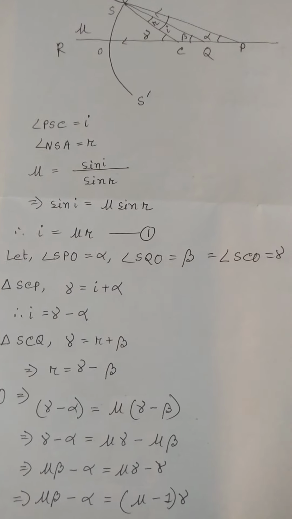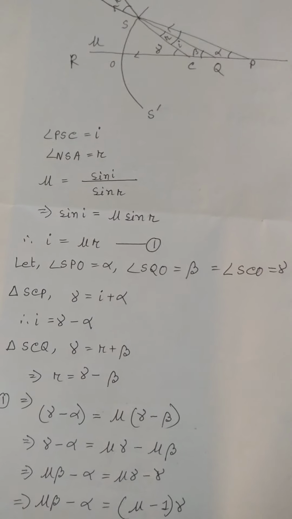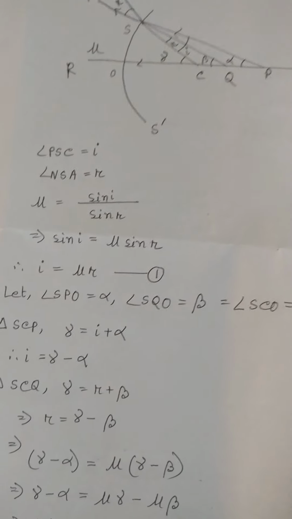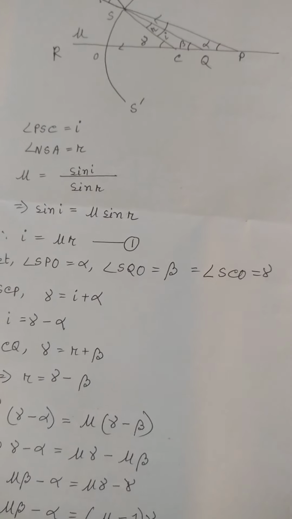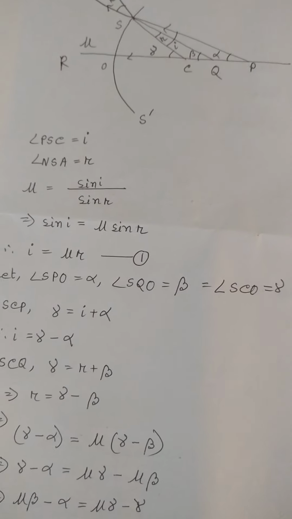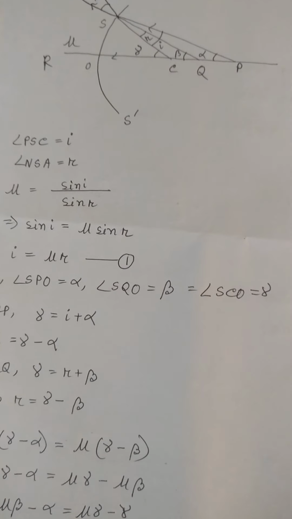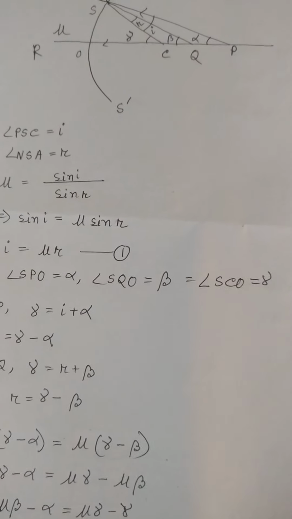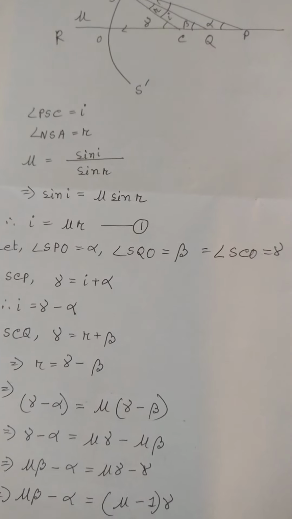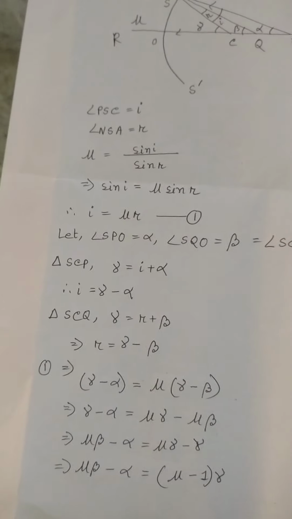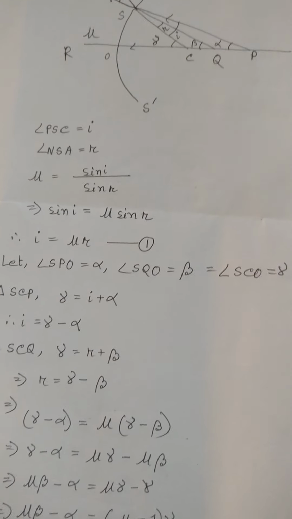Now considering the real positive sign convention, that is, all real distances from the pole of the spherical surface are positive and virtual distances are negative. So which is positive, which is real distance, and which is virtual distance?